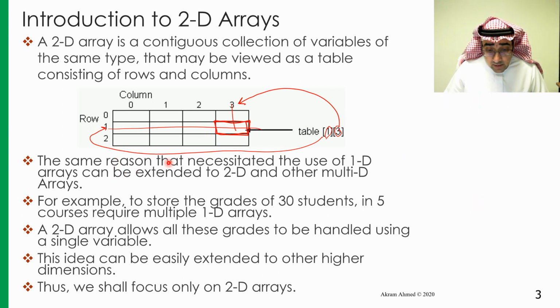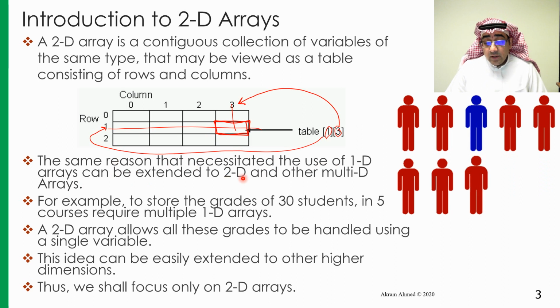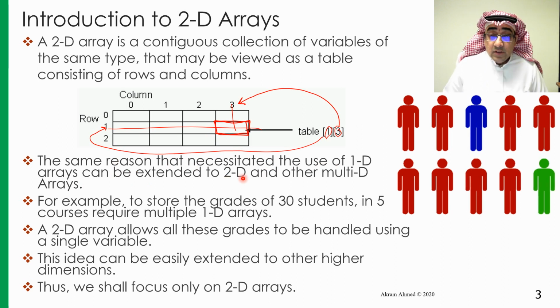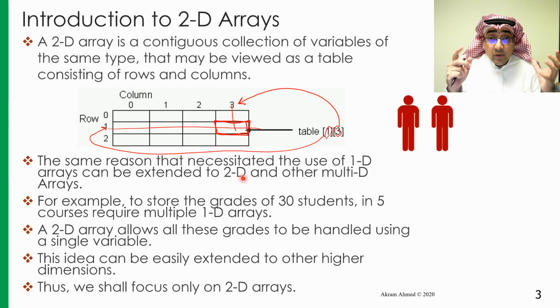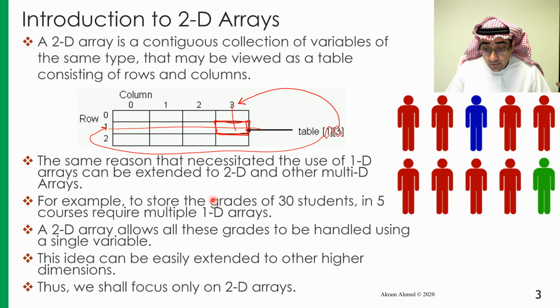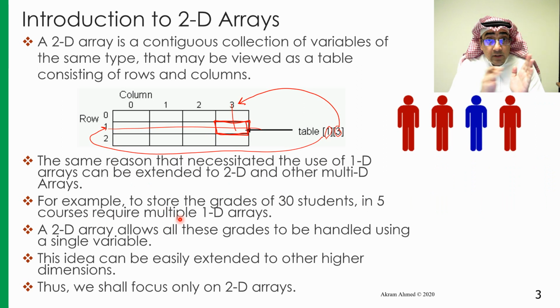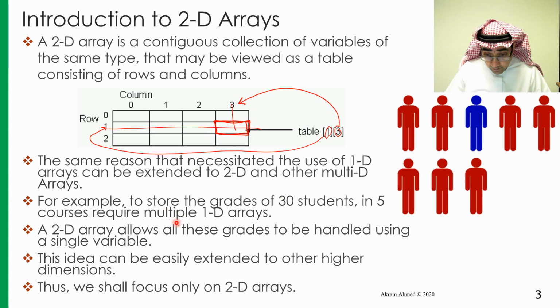The same reason that necessitates the use of a 1D array can be extended to a 2D array. Sometimes you'd like to arrange the data in a two-dimensional array rather than a one-dimensional array, and you want the same data to be contiguous. For example, to store the grades of 30 students in 5 courses requires multiple 1D arrays, or you can have a single 2D array with 5 columns.